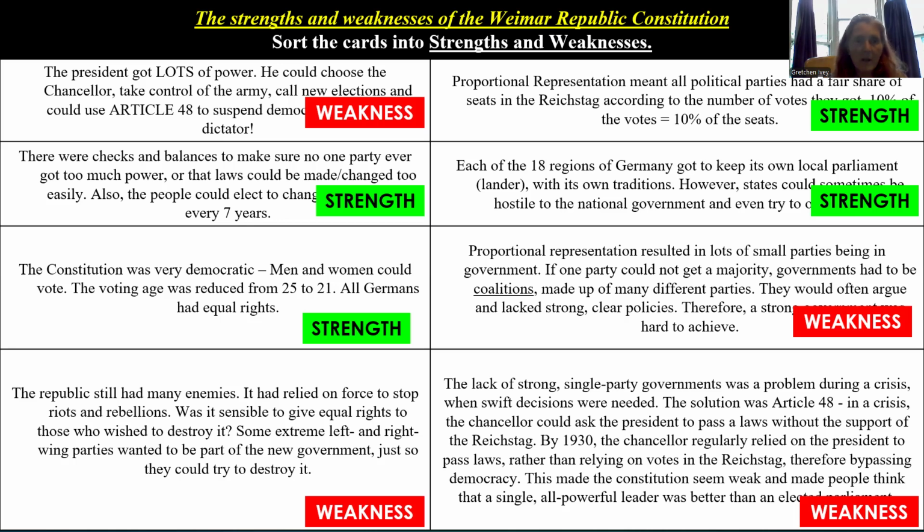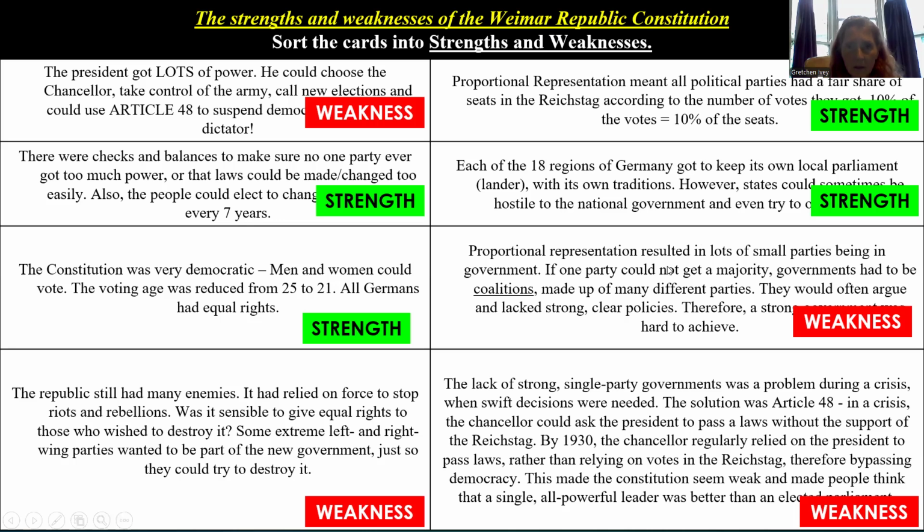The next one going down, the Constitution was very democratic. Men and women could vote. The voting age was reduced from 25 to 21, and all Germans had equal rights, so that's a strength. Down at the bottom, the Republic still had many enemies. It had relied on force to stop riots and rebellions. Was it sensible to give equal rights to those who wished to destroy it? Some extreme left and right-wing parties wanted to be a part of the new government just so they could destroy it. And that is a weakness.